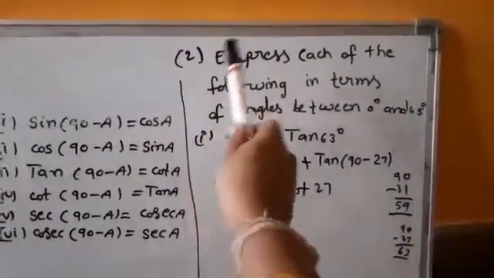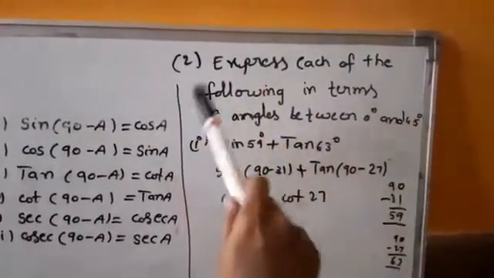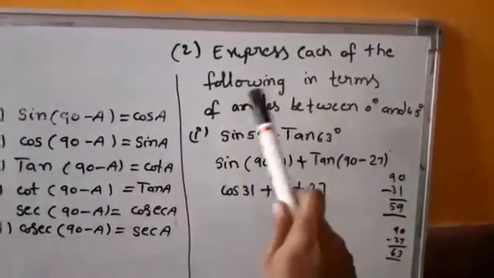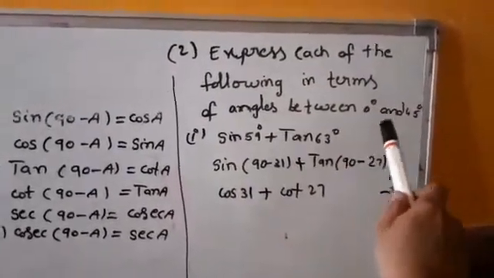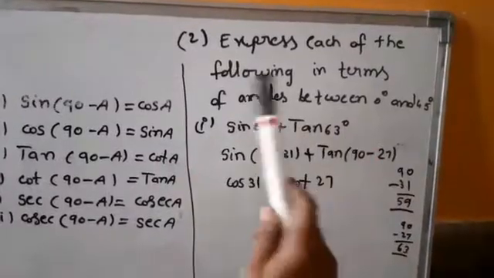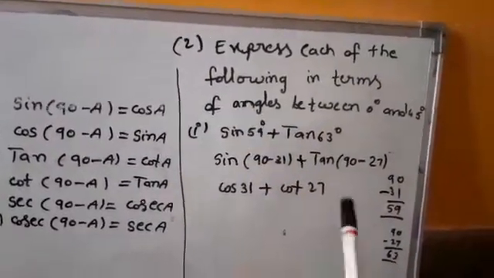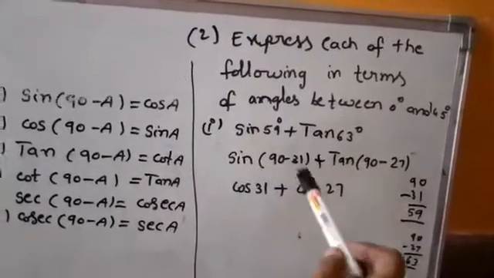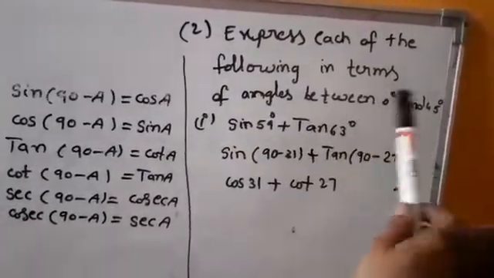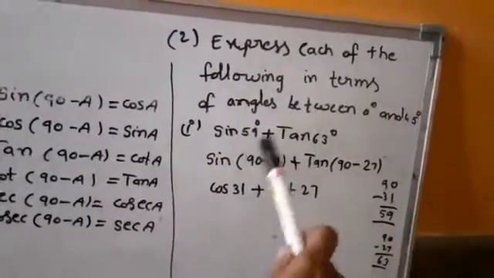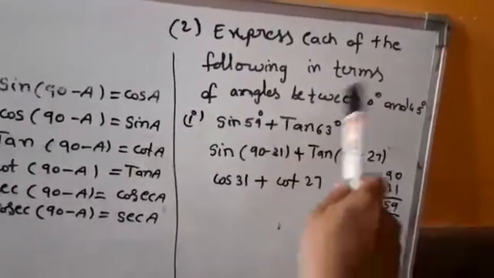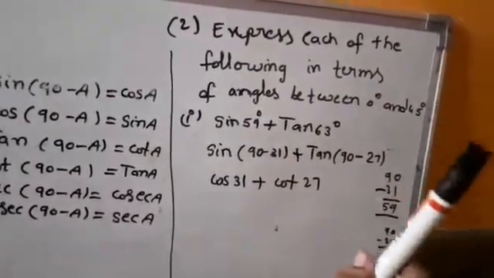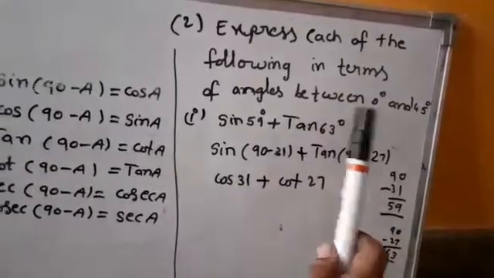Now the second main: express each of the following in terms of angles between 0 degrees and 45 degrees. So what does this mean? In the answer, we must and should get angles between 0 and 45 degrees only. That is the meaning. See the first question; I will explain it and you will understand.